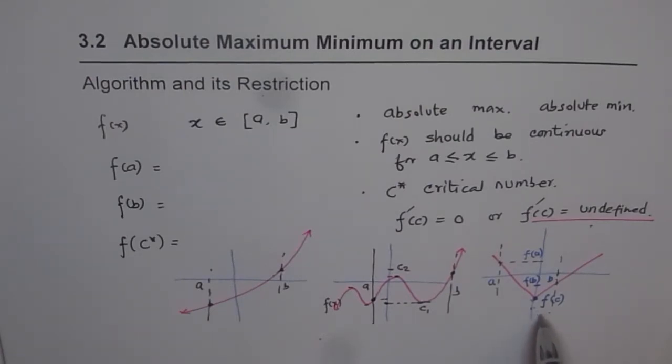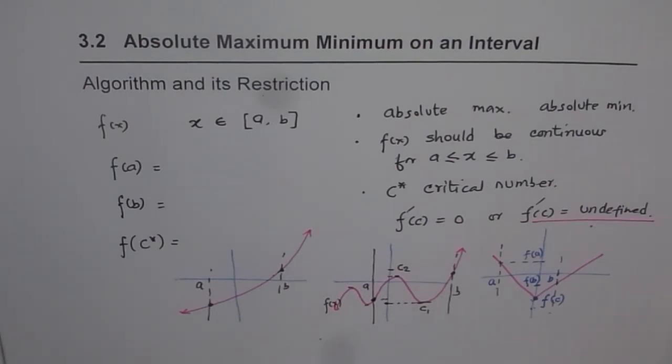And that is, you have the absolute maximum in this case at f of A, that is the maximum value for this particular graph, and the minimum will be at f of C. I hope that gives you a very good picture of how to find absolute maximum and minimum on an interval for a given function. Correct?